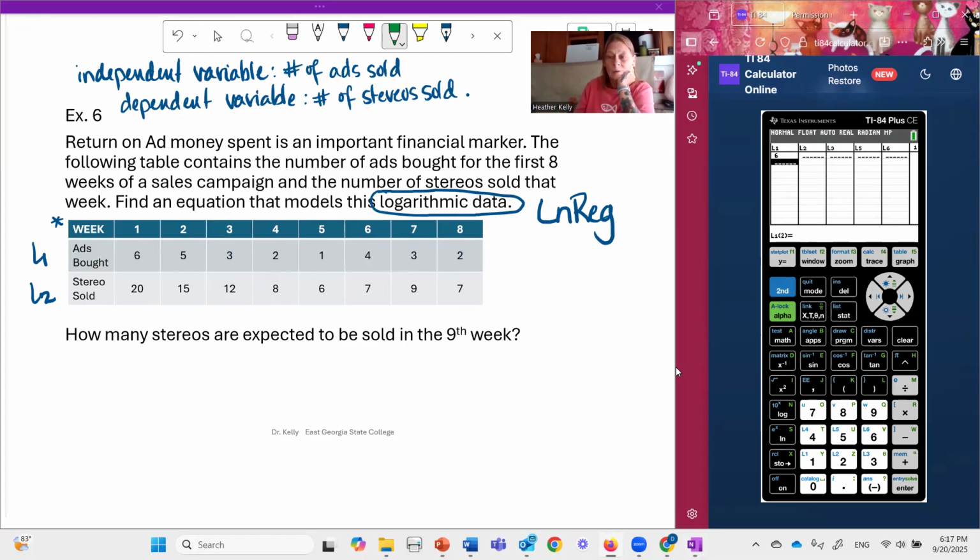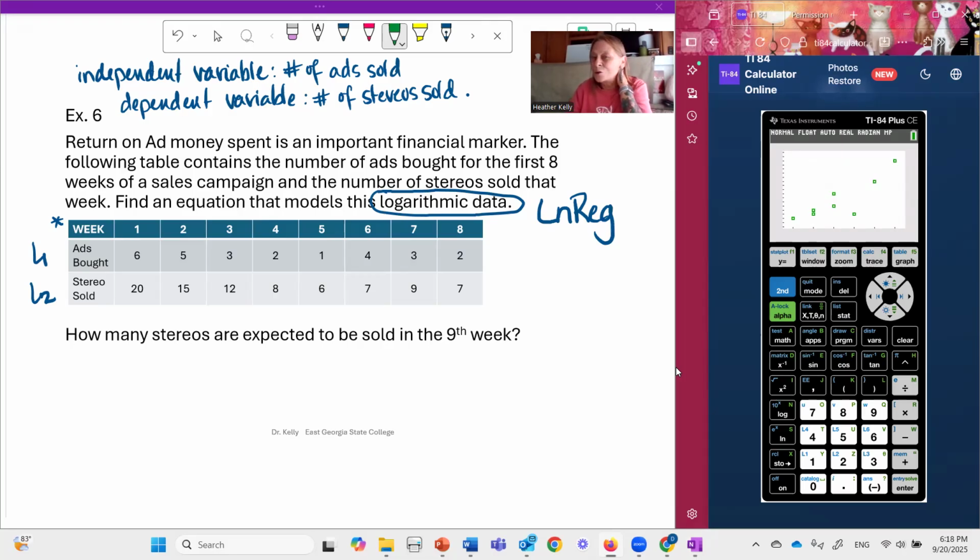We got 6, 5, 3, 2, 1, 4, 3, 2. And then we got 20, 15, 12, 8, 6, 7, 9, and 7. Let's make sure that's all good. All right, let me show you what this graph will look like. Zoom stat.